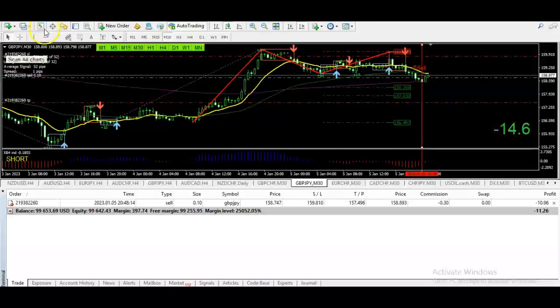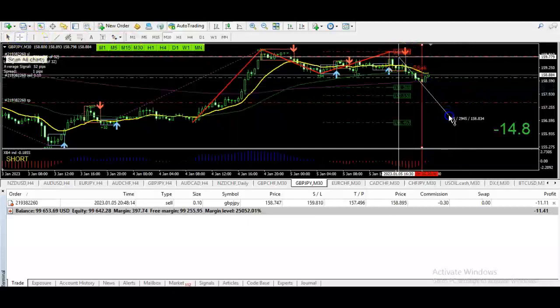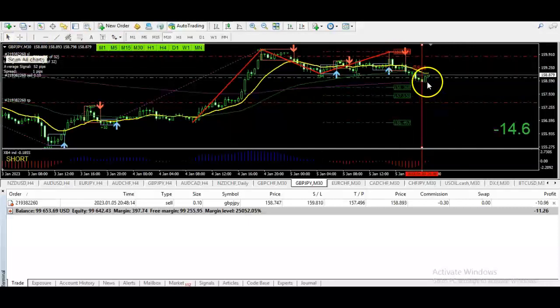Because I see I have plenty of room for the third leg to be created. So once I hit this target, I can start trailing. So that's how you use this right here.